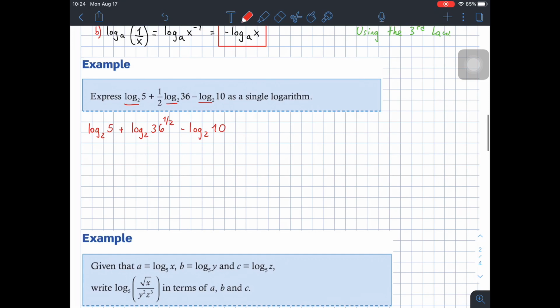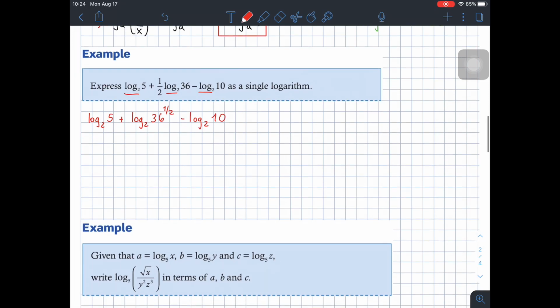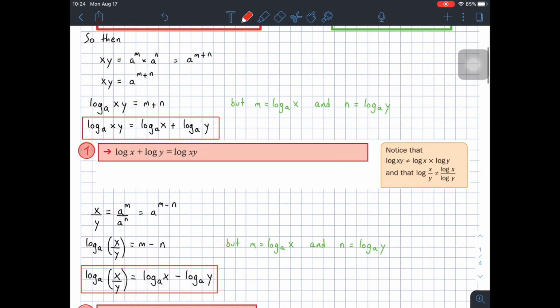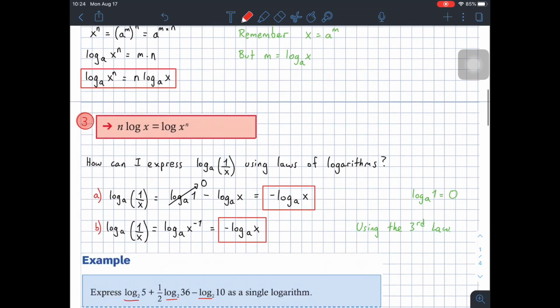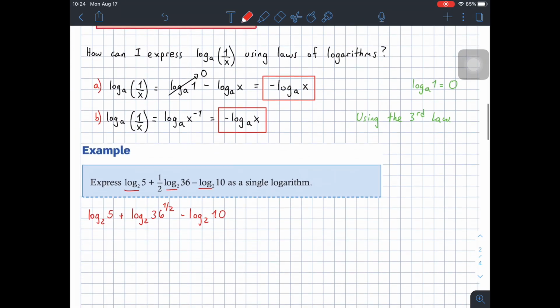The next thing I see is that here we have an addition between this logarithm and this logarithm, and then I have a subtraction of, well, it's this logarithm minus this logarithm, but I can also consider it subtracting this logarithm, so it doesn't matter. So if I have an addition between two logarithms, I can join them by multiplying, right? If you remember the first law, if I have an addition between two logarithms, I can join them by multiplying the arguments. So that's exactly what I'm going to do.